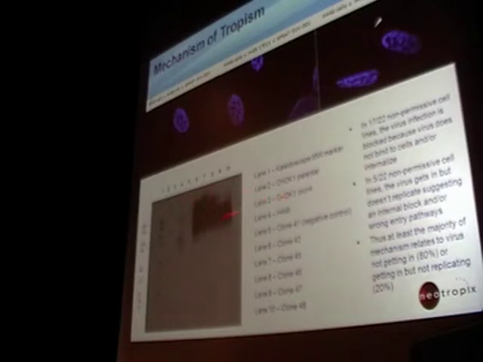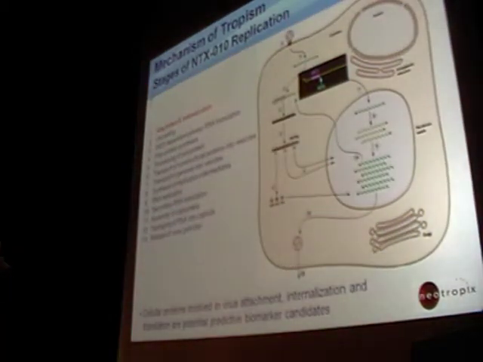So then we put the library in, and what we see is we found several clones that had a similar pattern to what you see in permissive human cells. So we're in the process now of identifying the gene in that lentivirus to be able to identify at least what is the component necessary to internalize this virus. So we believe that the majority of the mechanism is involved in the attachment and internalization.